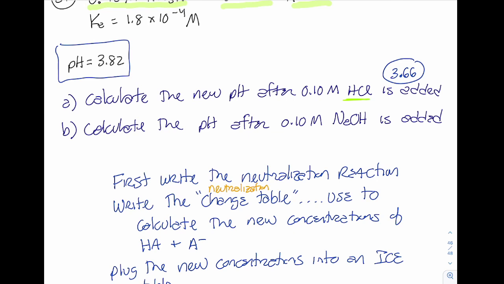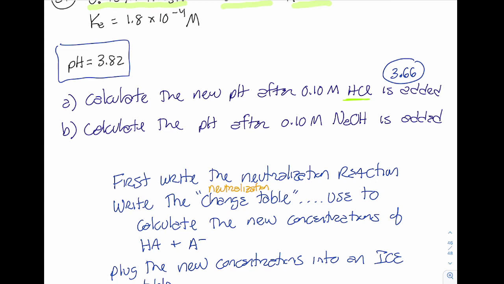If I would have added this to water, I would have started out with a pH of 7 because that would have been the pH of water, and it would have jumped down to a pH of 1, right? The negative log of 0.1 is going to be 1. So I would have gone from 7 all the way down to 1. It would have been a big jump. Adding this amount of acid to a buffer instead of water, I just went from 3.82 to 3.66.